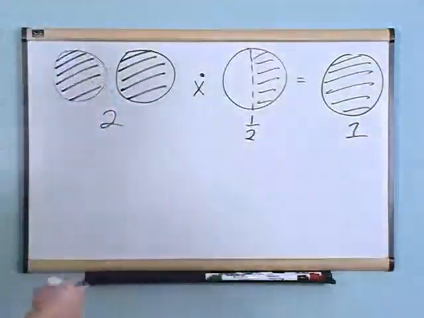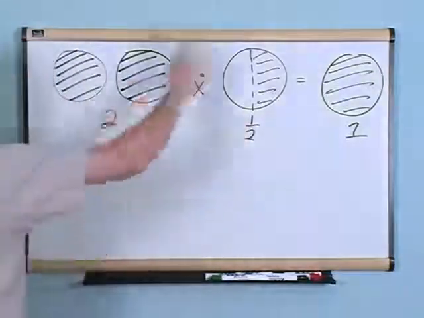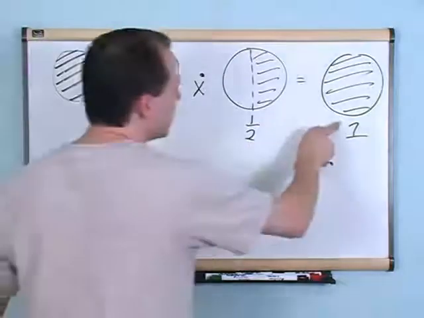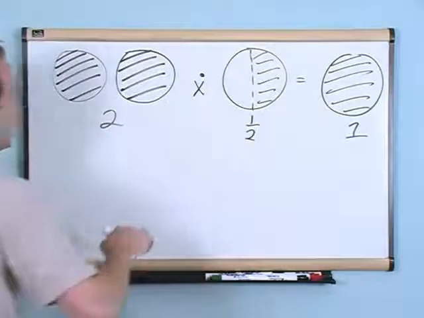1 pie. Start with 2 pies. When I multiply by 1/2, it's telling me throw half of these pies away, okay? And what I'm left with is going to be 1, because obviously if you start with 2 and you throw half of them away, you're only going to have 1 left over.